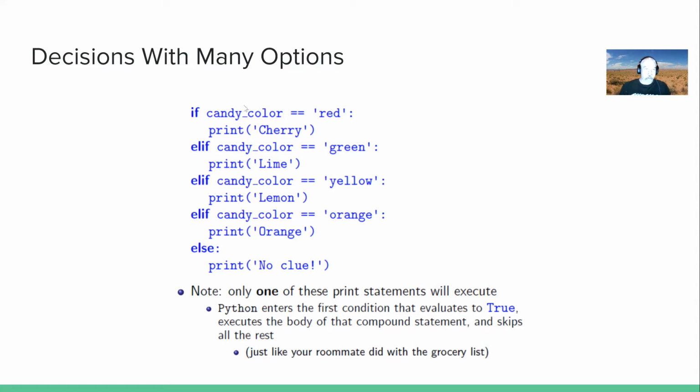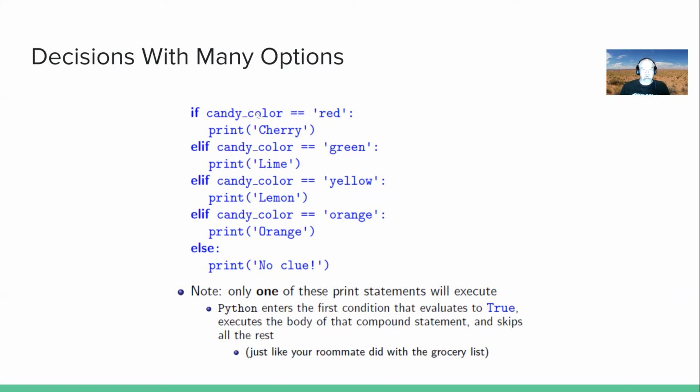And just to refresh your memory, if we're reading this the way that Python would read it, it would first evaluate the if candy color is equal to red. So your variable candy color, if it contains the string red, then this would be true and it would print cherry. It would then basically stop. That'd be the end of this whole if, else if, else block. As soon as one of these returns true, the whole thing stops, right?